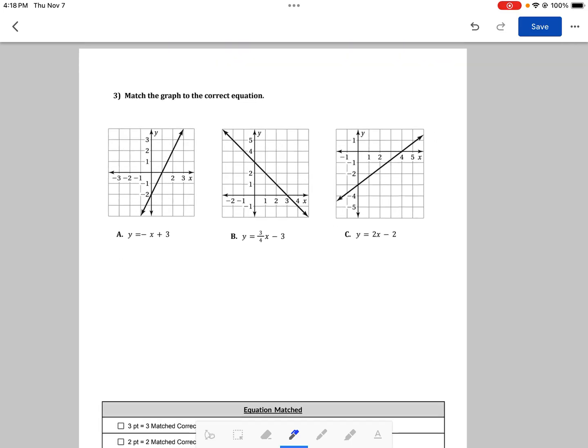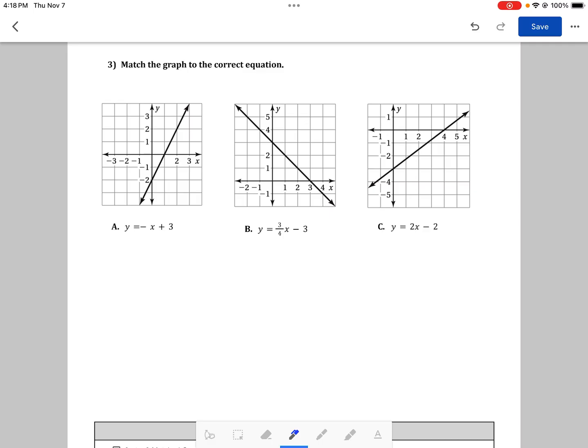Moving down to number 3, it says match the graph to the correct equation. Okay, so I'm going to first look for where this line crosses the y-axis. If I look at this graph and this equation, I see that it crosses at -2. So my ordered pair would be 0, -2. So I need to find an equation with a y-intercept of -2. Looking here at C, I see C has a y-intercept of -2. So this first graph for number 3 is going to be equation C. And we'll talk more about slope next week.